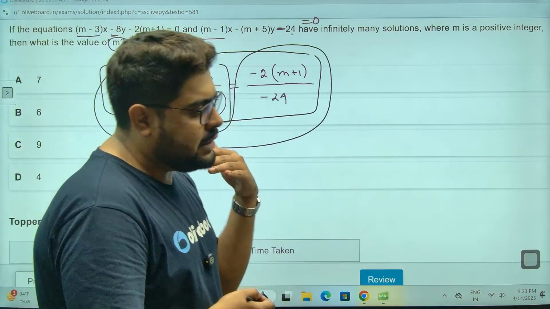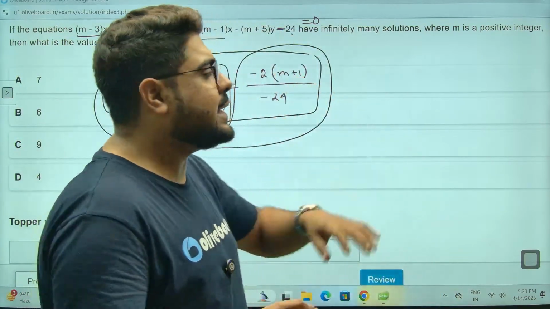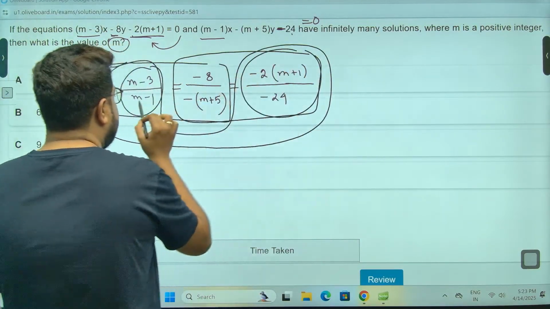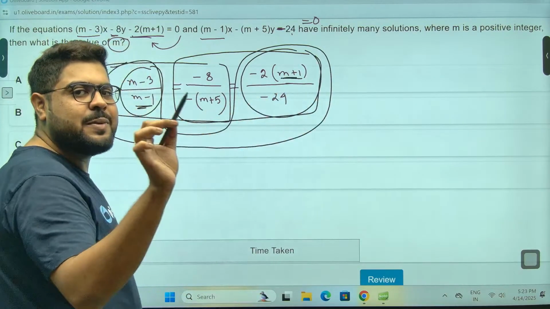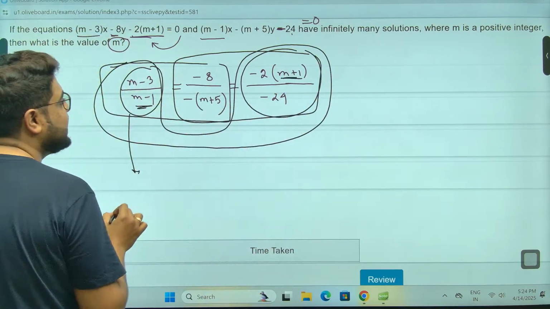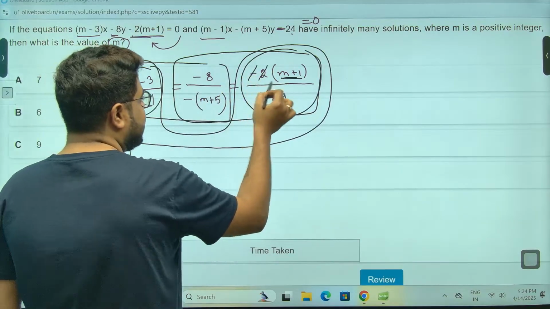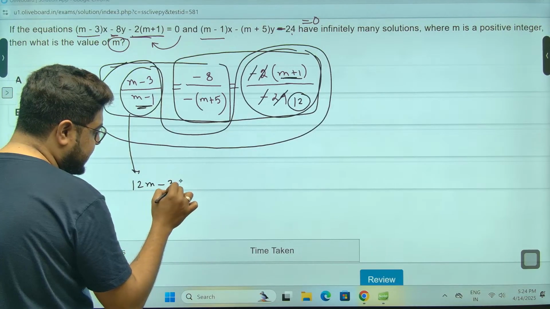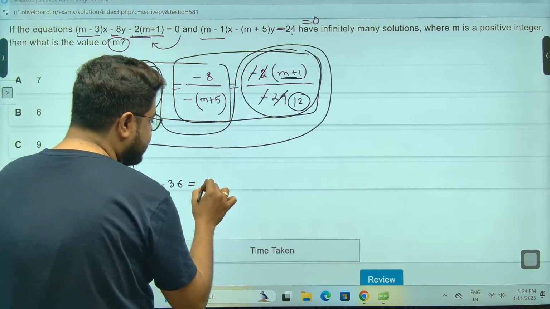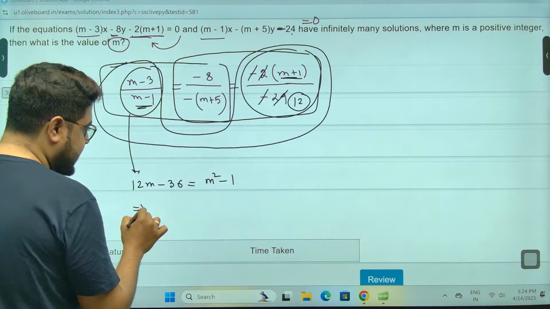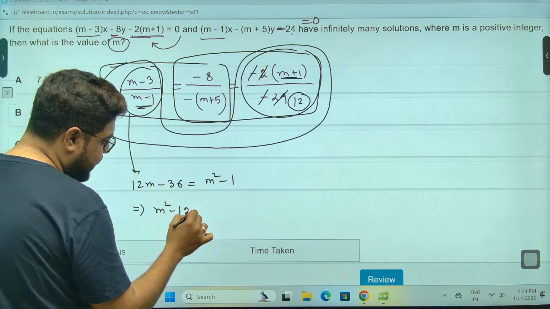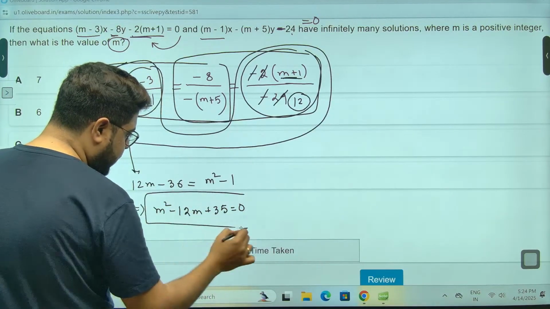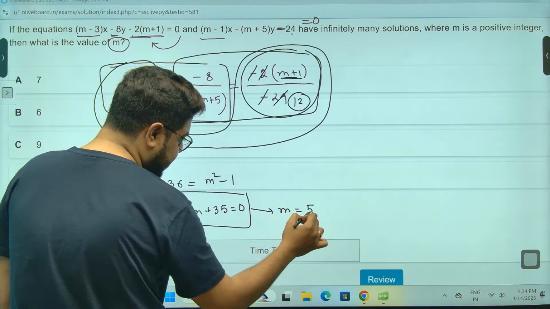Again, if we need to solve a quadratic, can I calculate a little faster? If I take this one and this one, a minus b into a plus b, the calculation will be a little faster. So if I multiply this, this is gone. This 12 into this: 12m minus 3 into 12, that is 36. This side becomes m square minus 1. So m square minus 12m plus 35. The value of m is coming out to be 5 and 7.